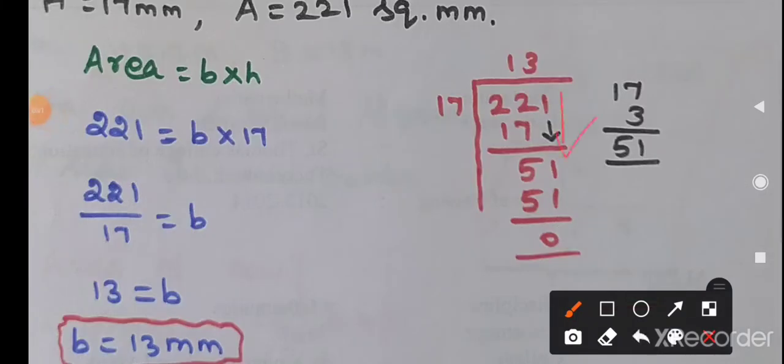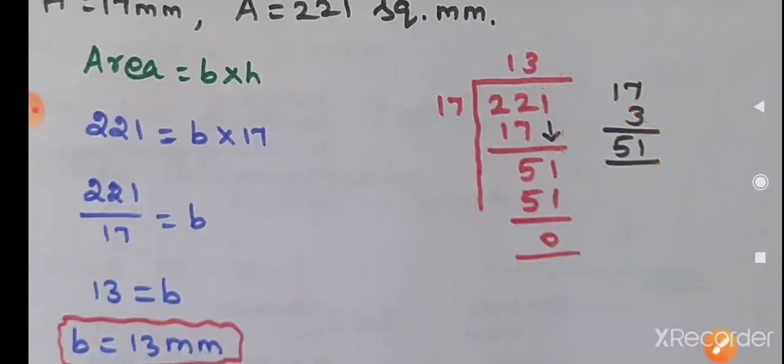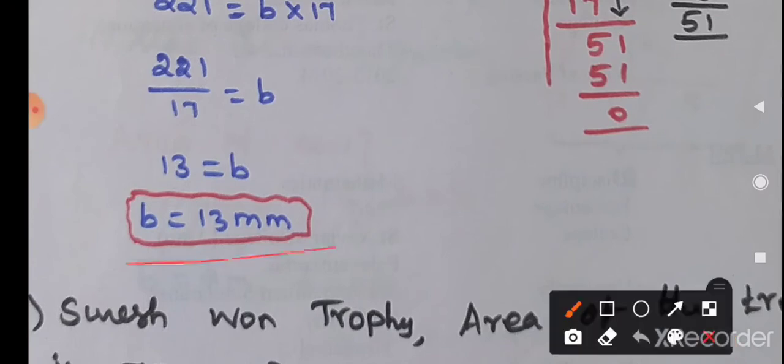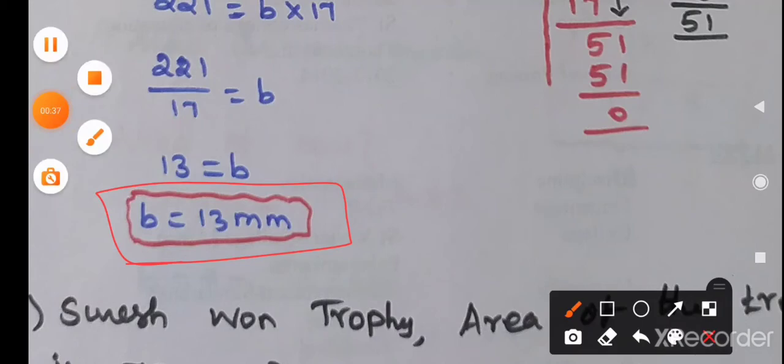So 51. How many 17s are 51? 3 17s are 51. 3 into 7, 21. Then 2 is remaining. 3 into 1, 3. 3 plus 2 is equal to 5. So 51 minus 51 is 0. So the answer is 13. B is 13 millimeter. Then that's it.